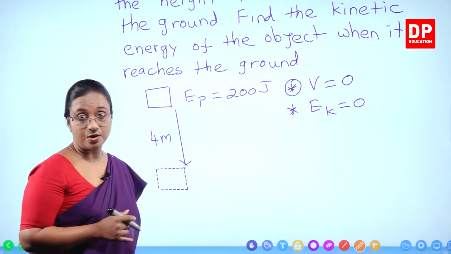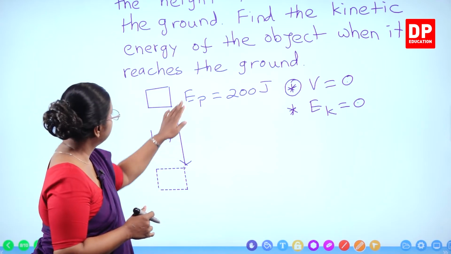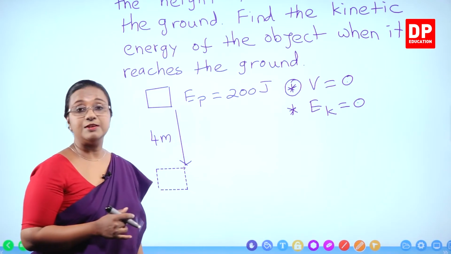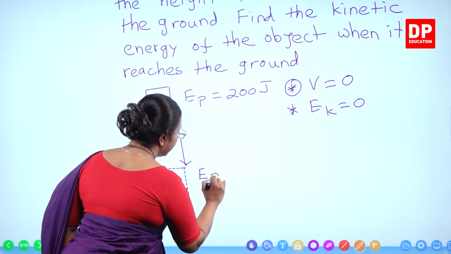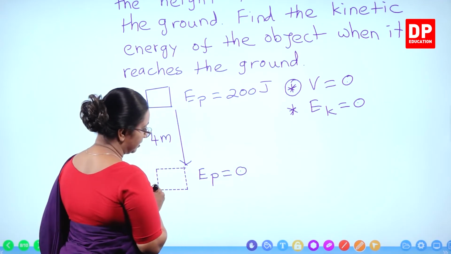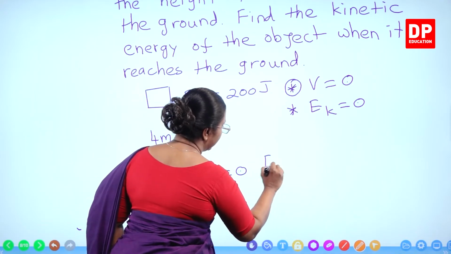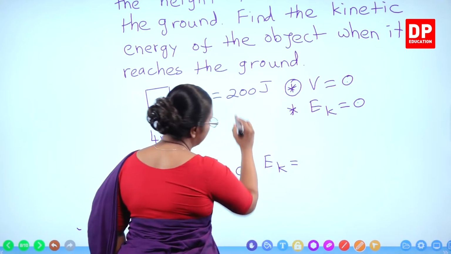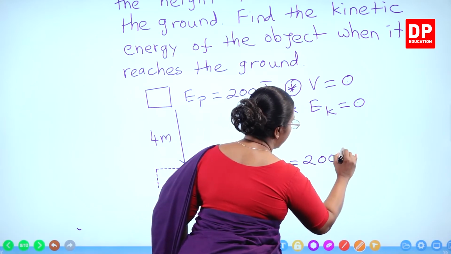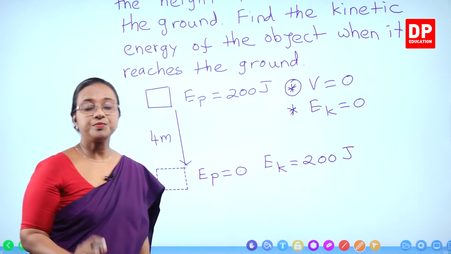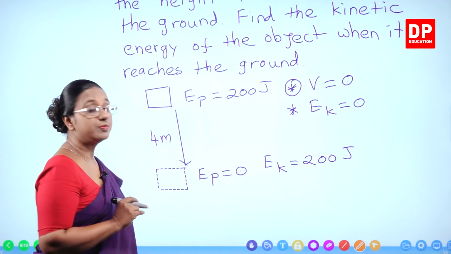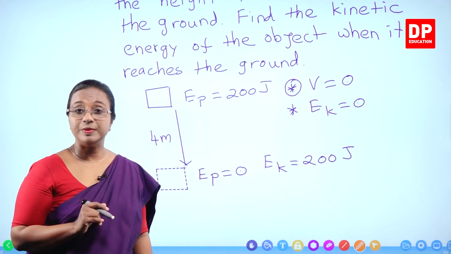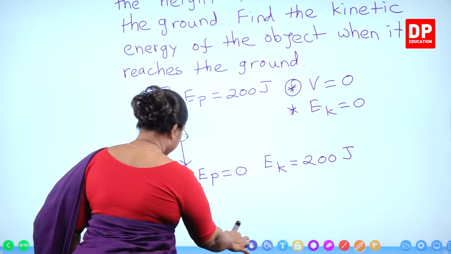We discussed about energy being converted. When it comes down, what will happen? This potential energy will be converted to kinetic energy. So here E potential will be 0, but E kinetic will be equal to this 200 joules. Is that clear to you all? So kinetic energy when the object reaches the ground is going to be 200 joules.